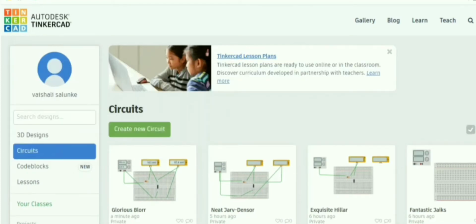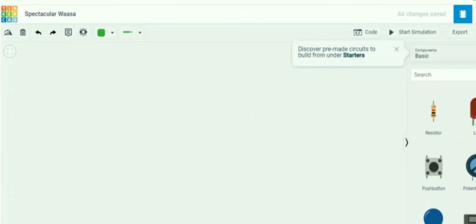This is the home page for Tinkercad. Go to Circuits, create new circuit. Here we can perform the experiment.